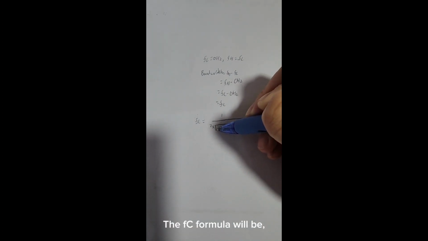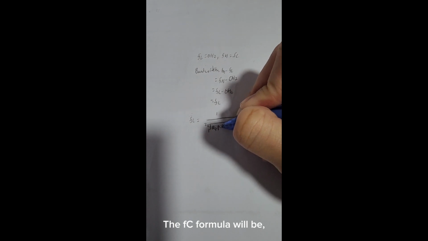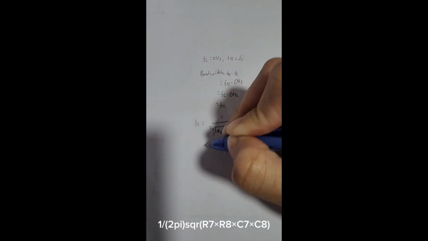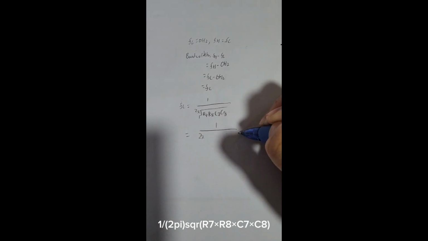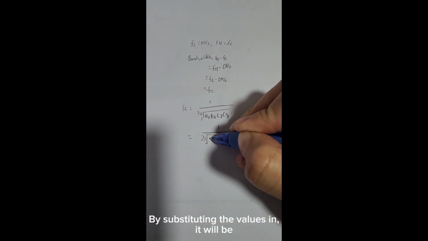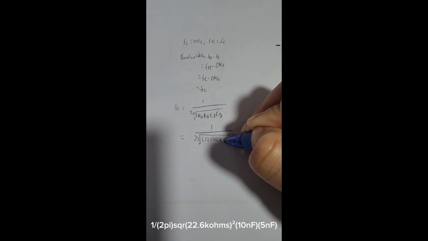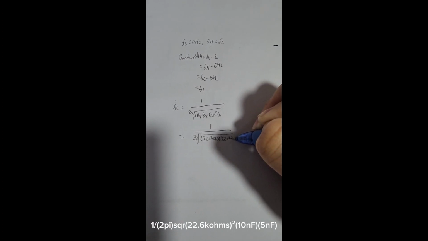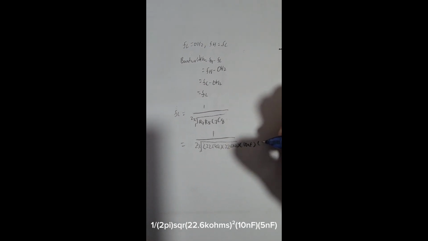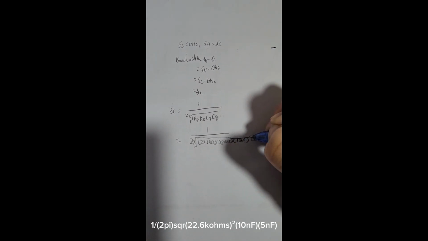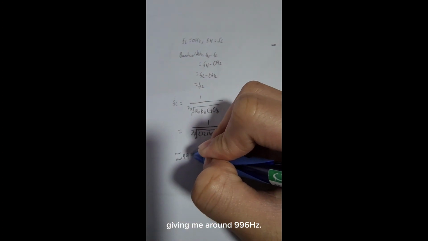The cutoff frequency formula will be 1 over 2 pi square root R7, R8, C7, and C8. By substituting the values in, it will be 1 over 2 pi square root 22.6 kilo ohms times 22.6 kilo ohms times 10 nanofarads times 5 nanofarads.